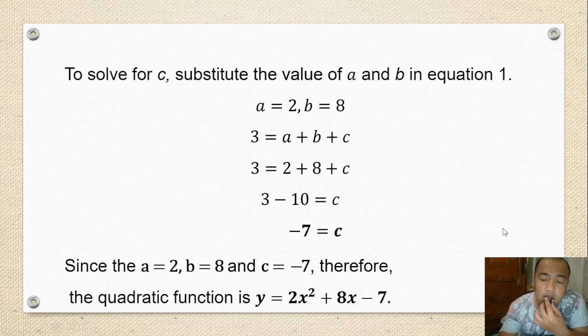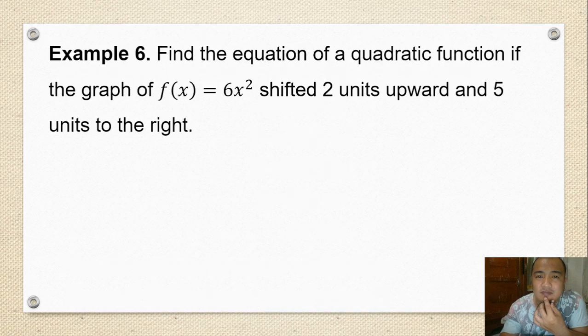Alright. This kind of problem has a very lengthy solution, but I think you can manage. Just a little bit of patience. Find the equation of a quadratic function if the graph of f of x equals 6x squared is shifted 2 units upward and 5 units to the right.